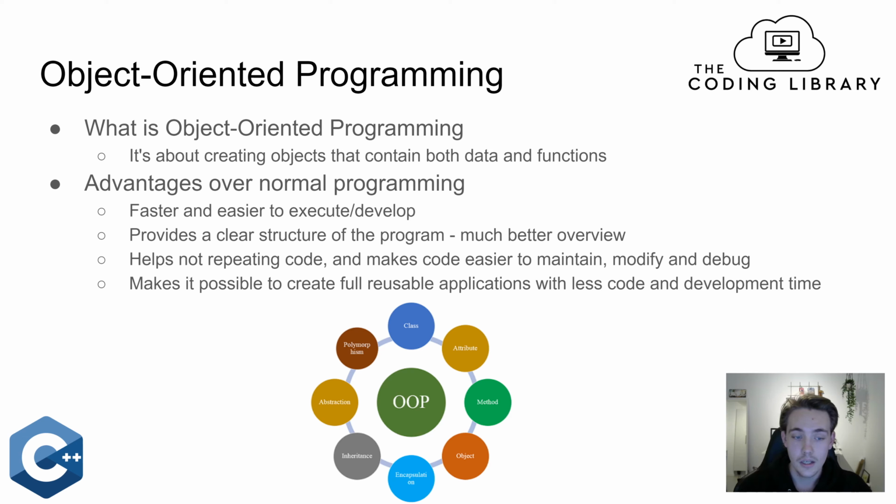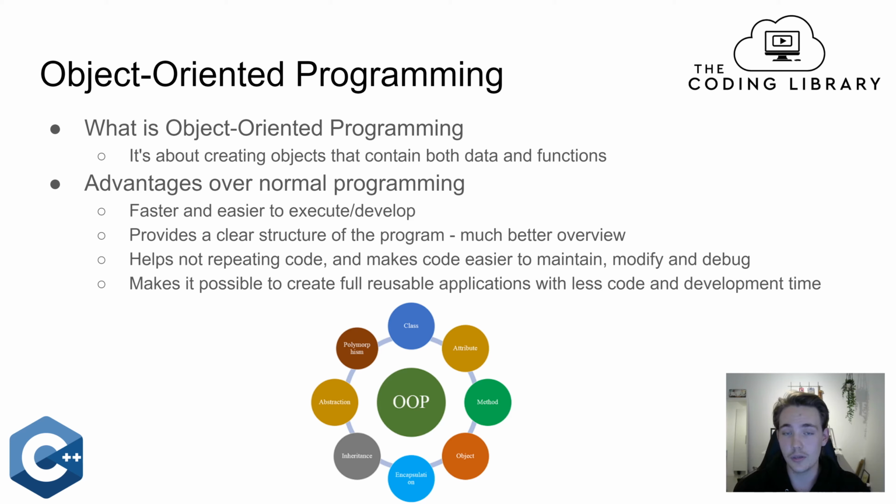It also helps us not repeat code, and it makes the code easier to maintain, modify, and debug. When we have created one class, we don't have to repeat code over again if we want to create another instance of that class. We can just create another object of that class, and it will contain the same data and have the same functions. So it makes it easier to maintain, modify, and debug, because we've split things into smaller classes. It also makes it possible to create fully reusable applications with less code and development time.